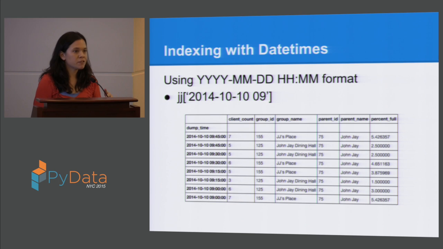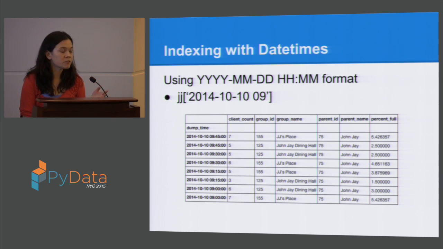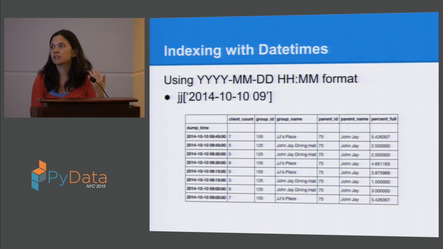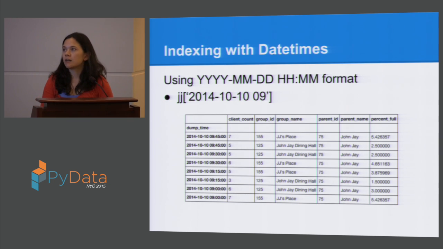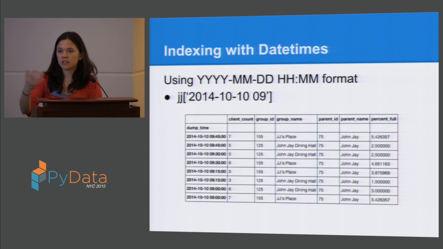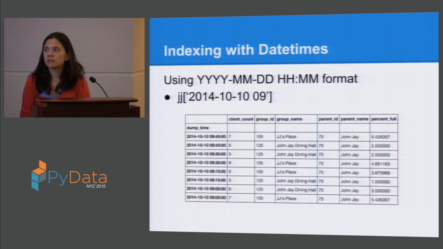For any of you who haven't used this yet, the datetime index allows us to do some really basic filtering based on year, date, month, hour. And so for this, I've just done a simple filter on the results from 9 a.m. And so this is what it looks like.